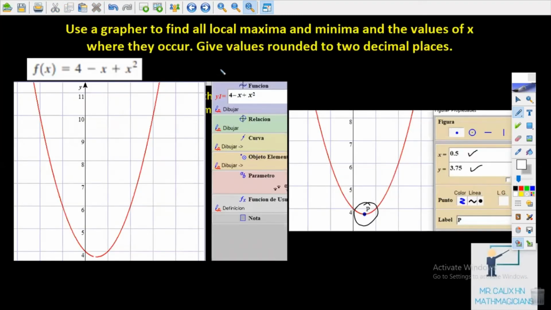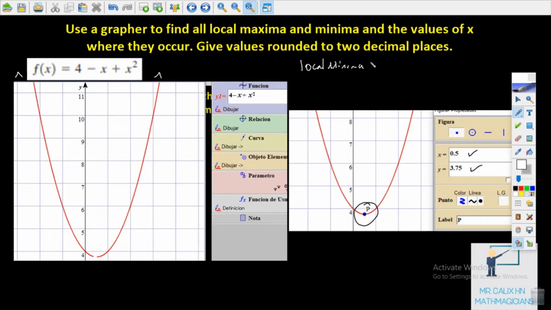It says, use a grapher to find the local maxima and minima and the values of x where they occur. Give values rounded to 2 decimal places. As you can see, I use the tool here, a grapher, to find my graph. And you do not have maxima because the graph continues forever moving on top, indicating that you can use any number that is greater than, in this case, 11. But it does have a minima value here. The minimum value, you find it by pointing your grapher, and it says that your minimum value is exactly at 0.5, 3.75. So we say that we have a local minima.